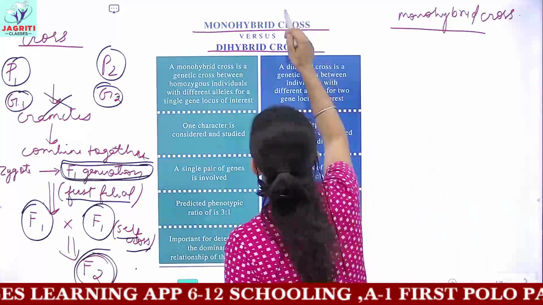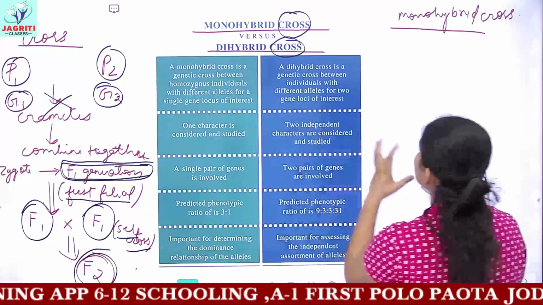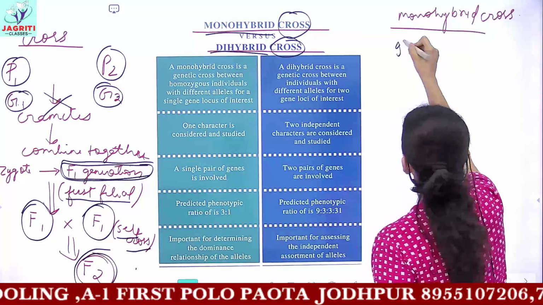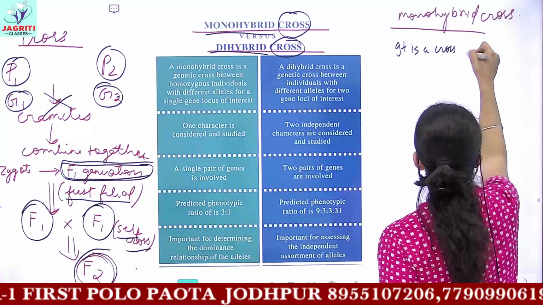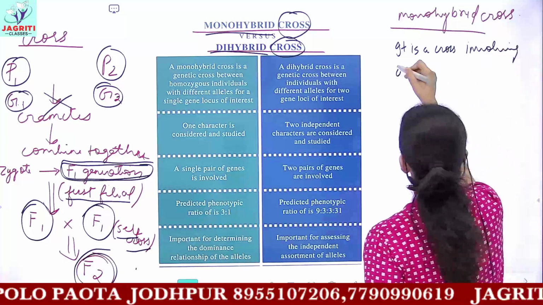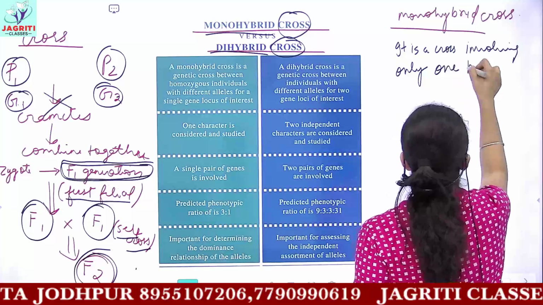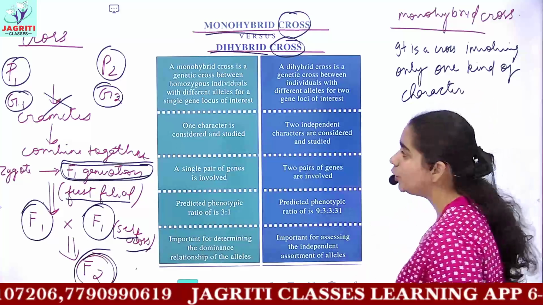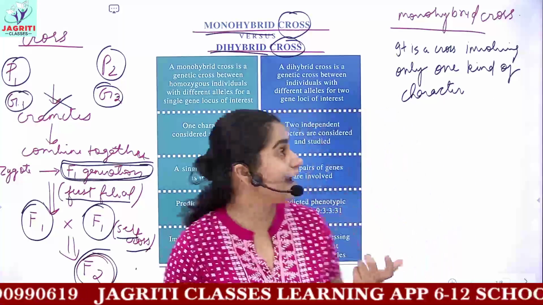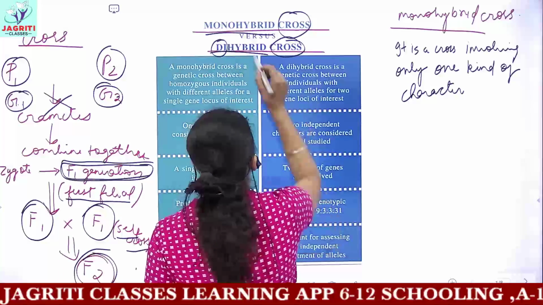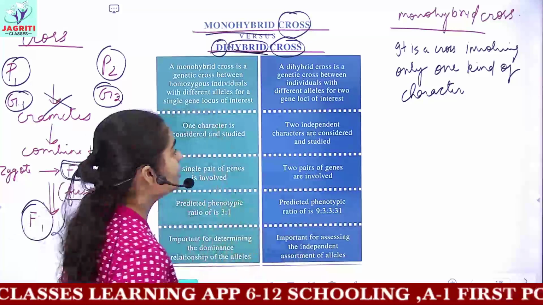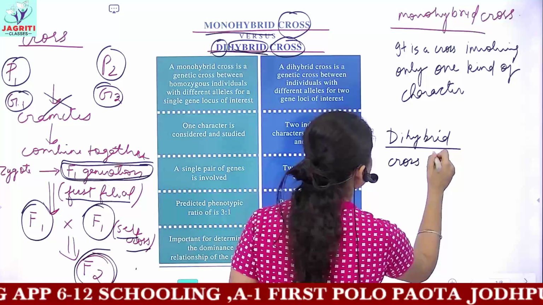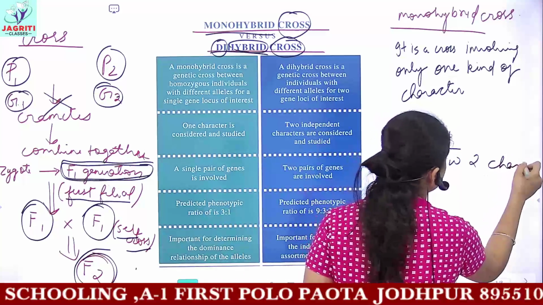Now, after understanding the terminology cross, we will be studying what you mean by the terms monohybrid and dihybrid. A monohybrid cross is a cross involving only one kind of character. When only one character is involved, you can call it monohybrid cross. And in dihybrid, as the name suggests, di means two. Dihybrid means the cross carried out between two characters.